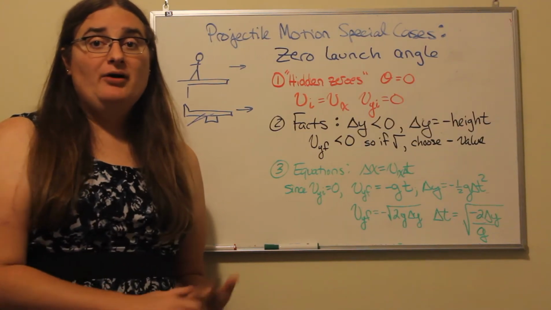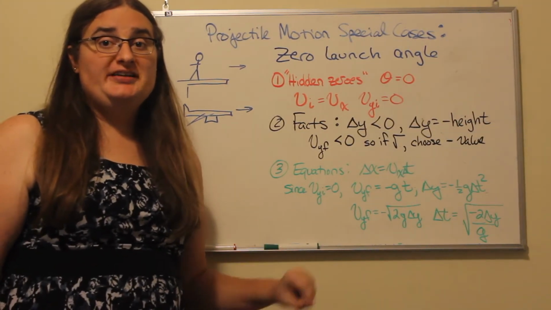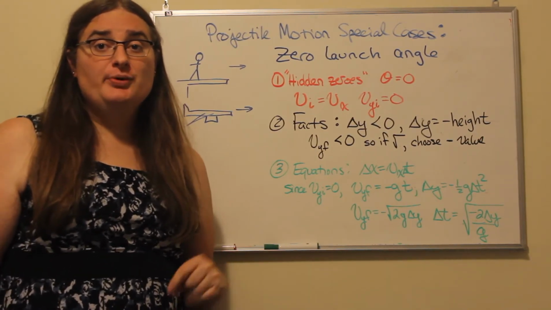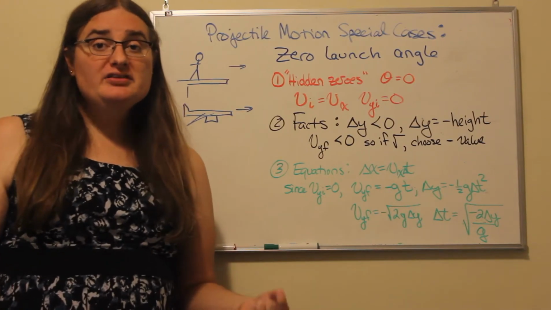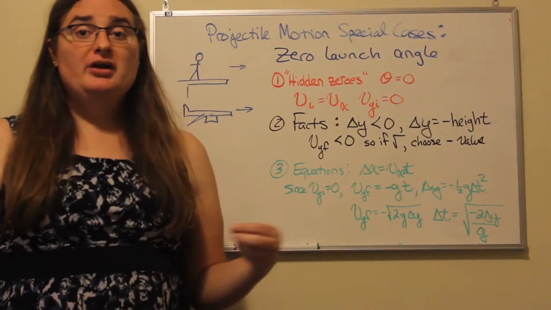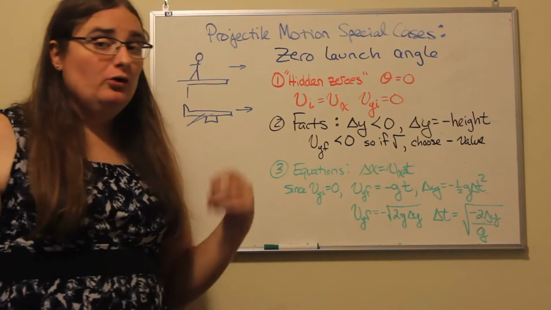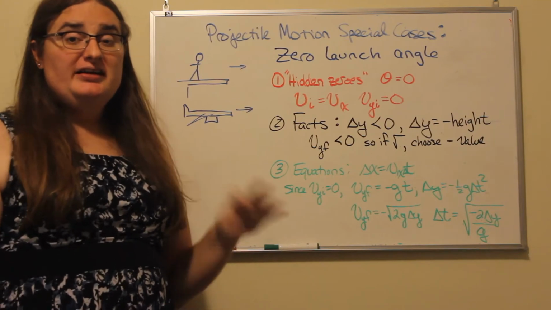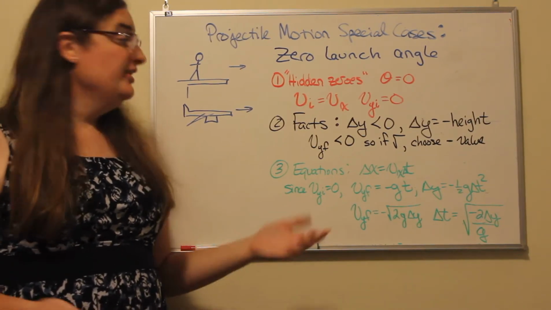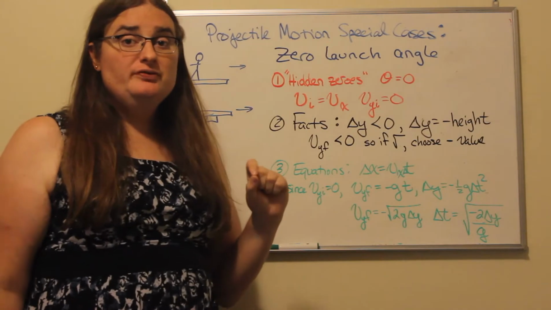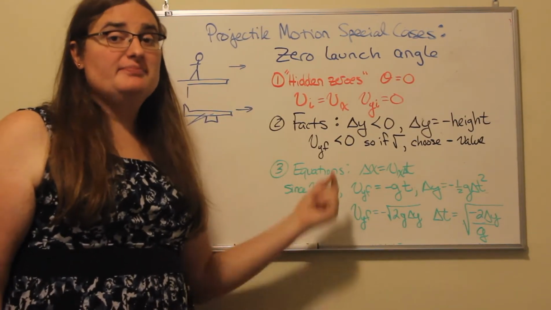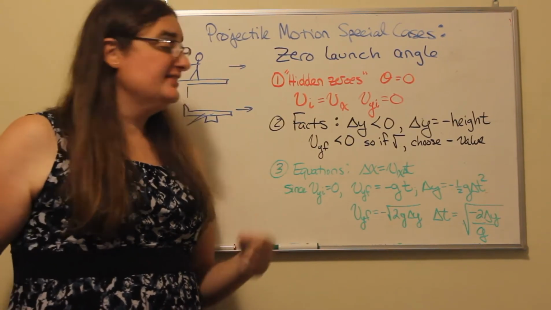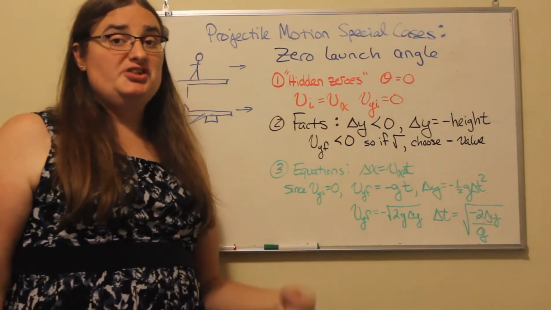Hi, I want to talk about one of two special cases for projectile motion. Special cases are usually situations where we have hidden zeros. In this first special case, we call it zero launch angle. Our hidden zero is the initial angle of an object becoming a projectile, which means the initial velocity is just the x component of the velocity. So the y component's initial value for velocity has to be equal to 0.